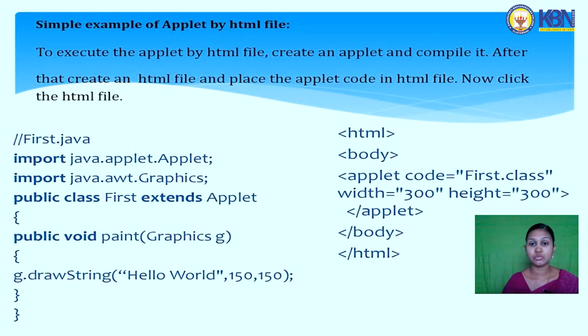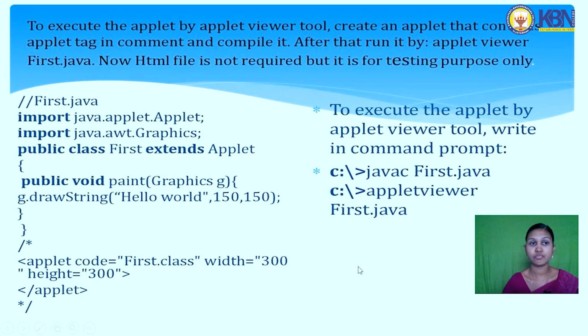And now coming to the applet code. This line is used in the applet application programming. Applet code equals First.class. In that class you are passing the value Hello World, and that value I display in the web browser. The width is 300 and the height is 300. Now closing the applet tag, the body tag, and finally the HTML tag.